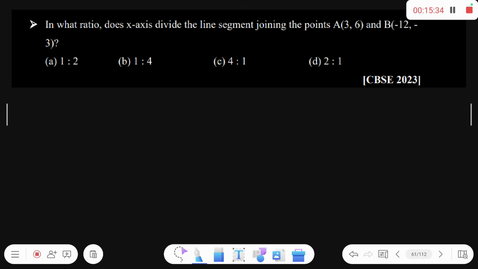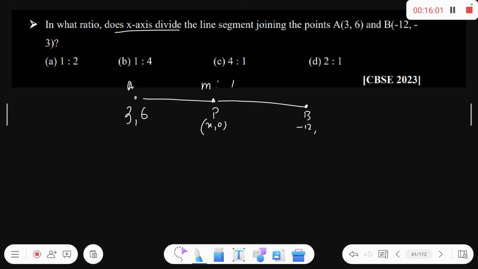Next, in what ratio does the x-axis divide the line segment AB? So section formula, let the ratio be m ratio 1, or k ratio 1, you can take anything. (3, 6) is your point A, this is your point P, and it is on the x-axis, so the y coordinate is 0, so (x, 0) are its coordinates, and B point is (minus 12, minus 3). Section formula: (minus 12m plus 3) divided by (m plus 1) is equal to x.